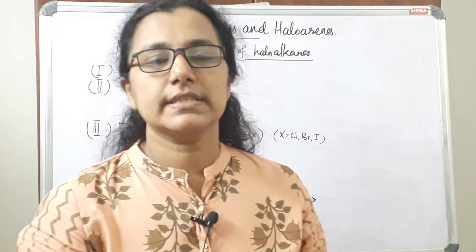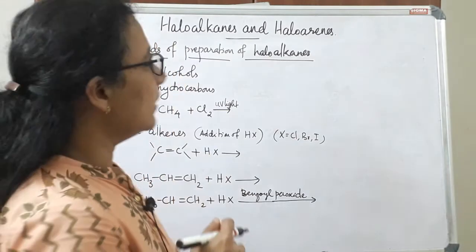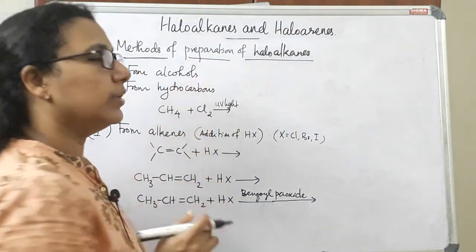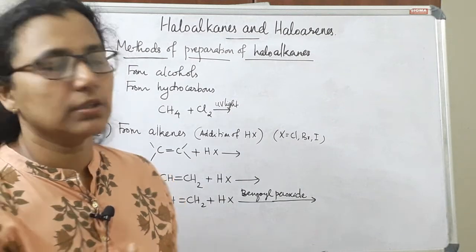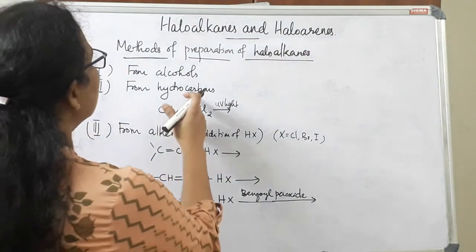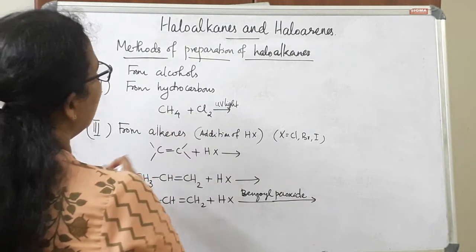Hello students, let's see the important methods of preparation of haloalkanes. First one is from alcohols. We have already studied how to prepare alkyl halides from alcohols. Second method is from hydrocarbons. So from hydrocarbons we can prepare haloalkanes.